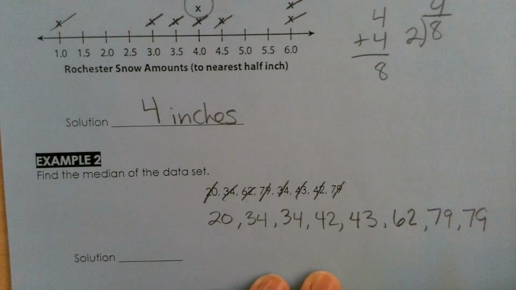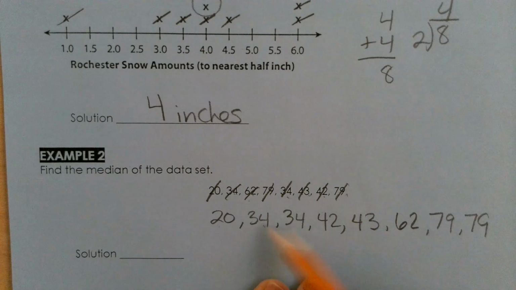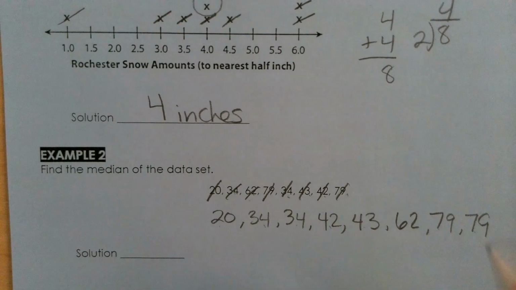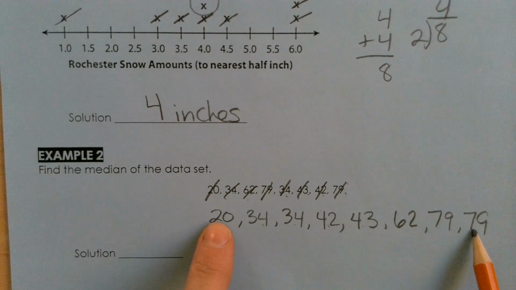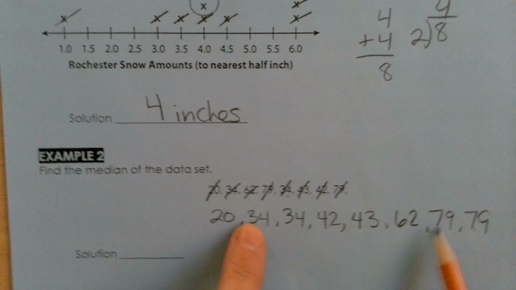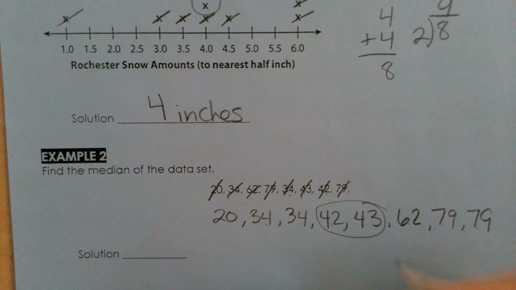So I always like to do a quick count. 1, 2, 3, 4, 5, 6, 7, 8. Ooh, and it's an even set. Remember, if it's an even set, we are going to have 2 in the middle. So let's go ahead. I'm going to use the just-finger method of going in. 1, 2, okay. Yeah, so these 2 are in the middle. So we need to do what? We need to find the average.